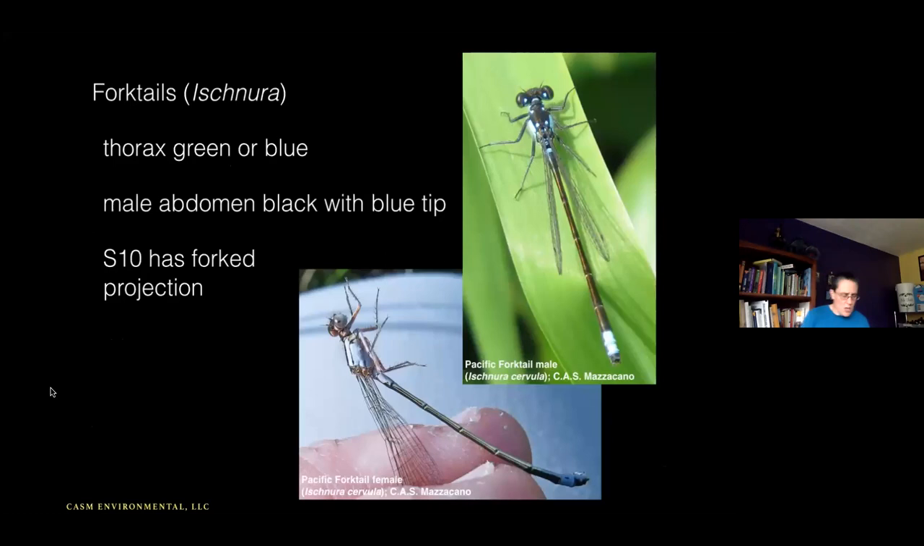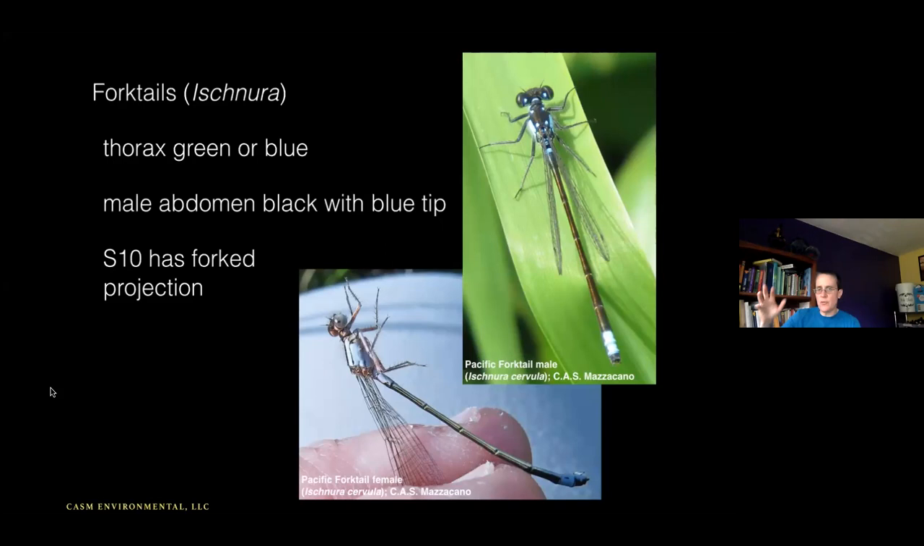You will become so familiar with Pacific forktails. They are the first damselfly on the wing in the spring. They are the last damselfly on the wing in the late summer and fall. The males, really males and females, can't be confused with too much else. You can see that they have mostly a dark black abdomen with S8 and S9 colored a pale blue. They're very small and very slender, but that dark abdomen with the blue tip, it's almost like these little threads with blue taillights that are flying around.